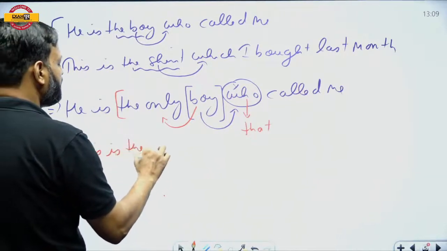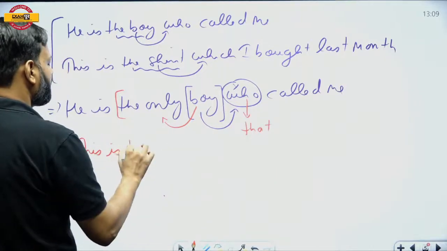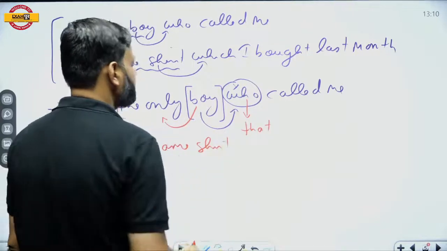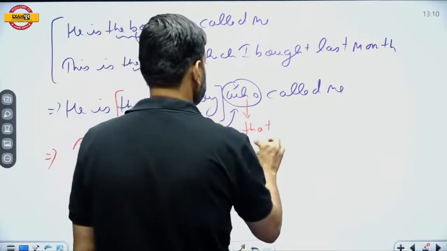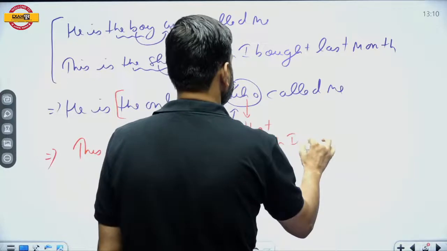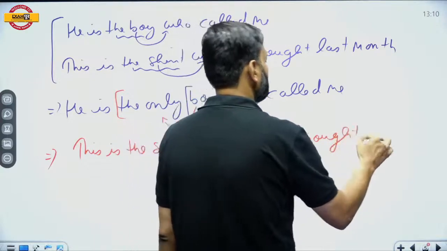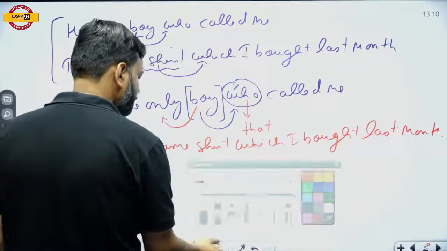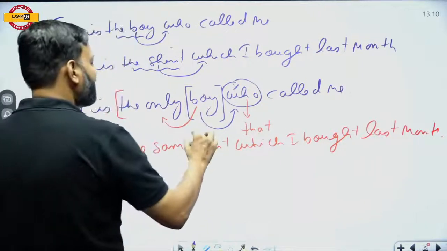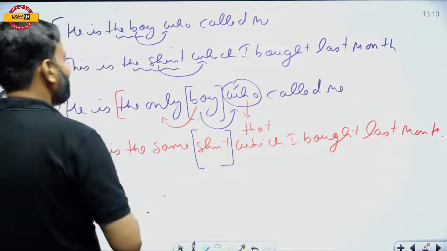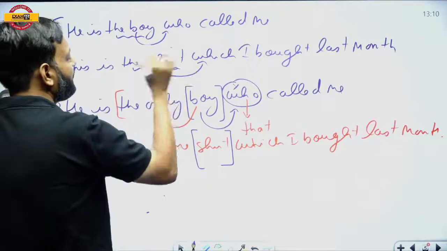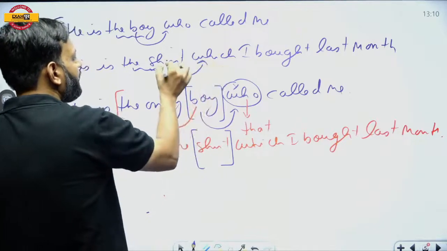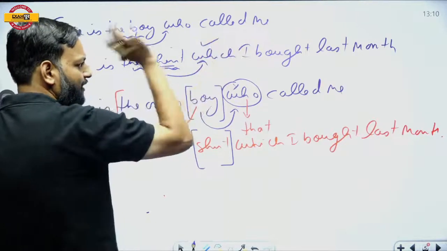This is the same shirt which I bought last month. So in this sentence too, we have the same object as we had in the second sentence, shirt, and in this sentence we have used which for shirt and it is absolutely correct.